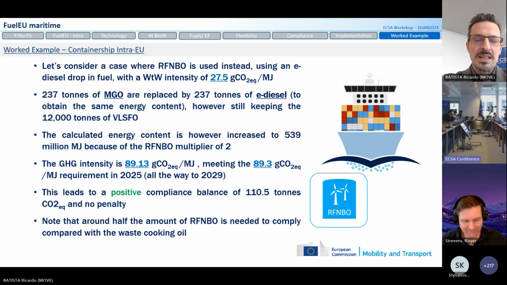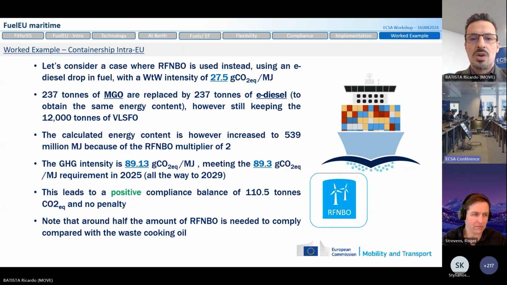So let's say we now use RFNBOs and use an e-diesel drop-in fuel with the specific well-to-wake intensity. Just look here how different even an RFNBO can be from biodiesel as a waste cooking oil. Even with a higher well-to-wake intensity, in the case of an RFNBO we can apply the multiplier of 2. So we'll see how this works out in terms of the numbers.